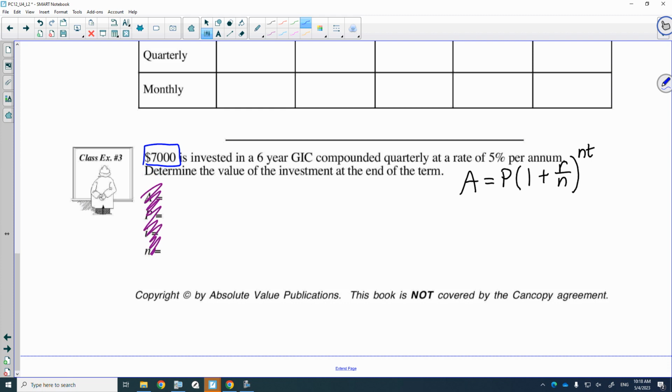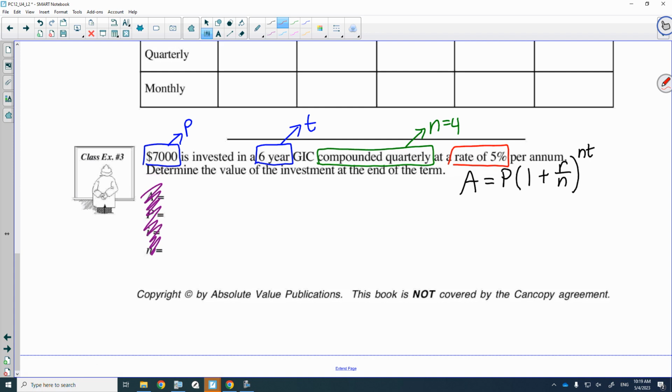$7,000 is invested. That is going to be your principal amount. You're going to invest that for 6 years. That's the time. It's compounded quarterly. That's going to be your number of compounding periods, which is 4. If they give you 5% per annum, 5% per year, that's your rate.